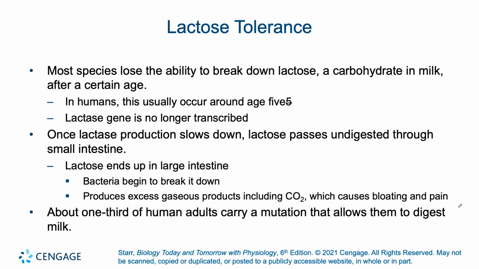Most species lose the ability to break down lactose, which is a disaccharide in milk, after a certain age. In humans, this usually occurs around age 5. The lactase gene is no longer utilized. Once lactase production slows down, lactose passes undigested through the small intestine in these individuals. Bacteria in the large intestine begin to break it down, producing gas and pain and distension, and that's called lactose intolerance. About 1/3 of human adults have a mutation that allows them to digest milk throughout life, okay?